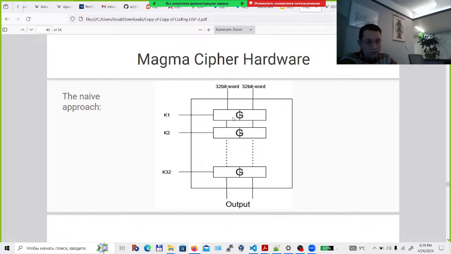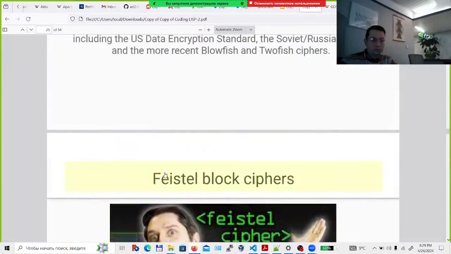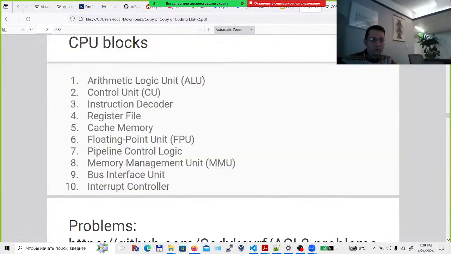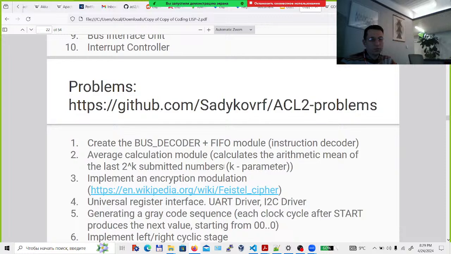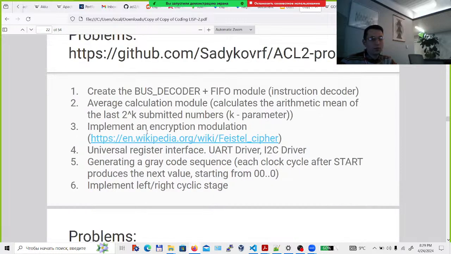Okay, I recommend you check those problems: create a bus decoder plus FIFO model inside Verilog, which is a key parameter for our hardware design. I will upload an implementation of encryption modulation for the Feistel cipher later, which is a very useful technique. It's a universal register interface, which can also be implemented in Verilog, and generating a gray code sequence is a very good start to begin your hardware designer career.